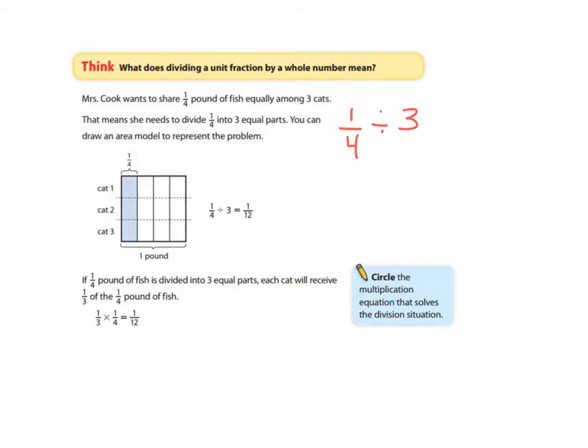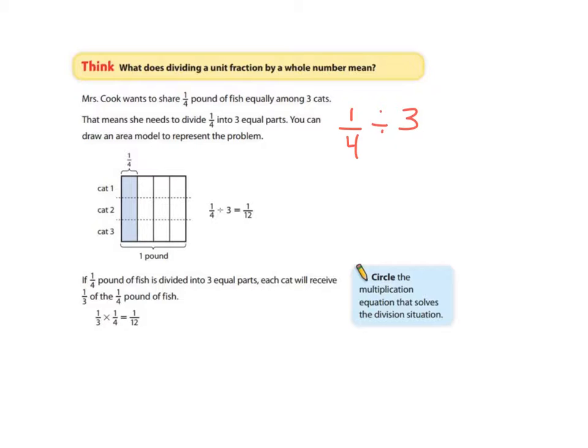Okay, so if you look at this model here, you're going to see what they've done first is they have taken the 1/4 and they've made the 1/4 right here. And how do I know that? They've divided this model into 4 columns. So now I know that 1 column out of 4 is 1/4. Okay, so the first thing they did is they divided the model into 4 columns.